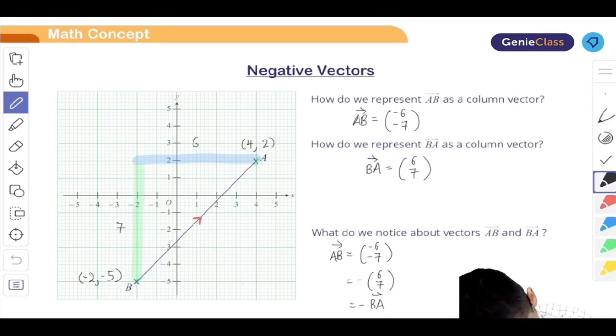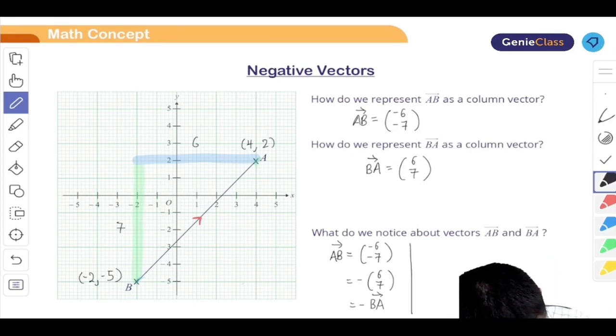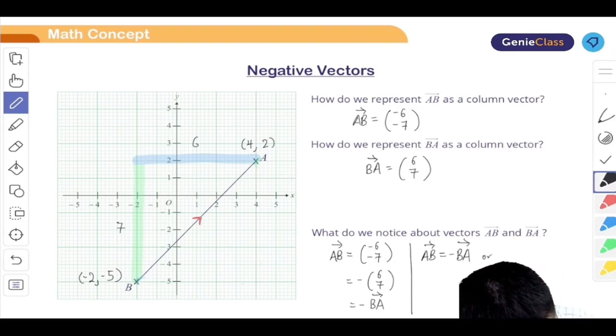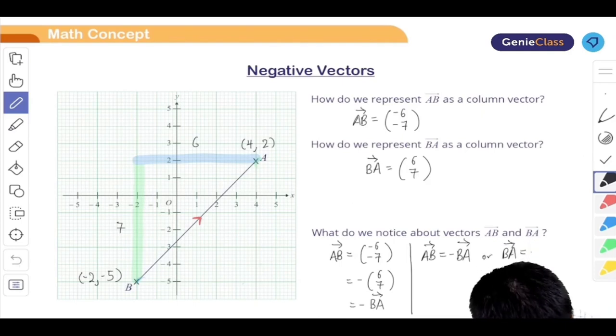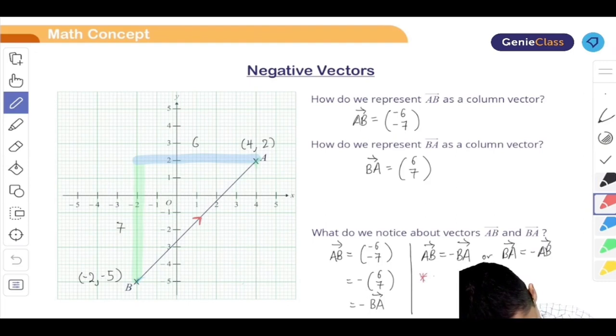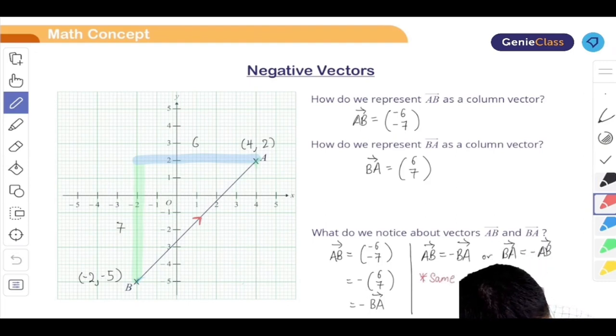BA. So, if my vectors are negatives of each other, they have this relation. But what do you realize about this relation? Or if I write it the other way, what is the relation over here? First thing, do they have the same magnitude? Yes or no? In this case, yes, they have the same magnitude.